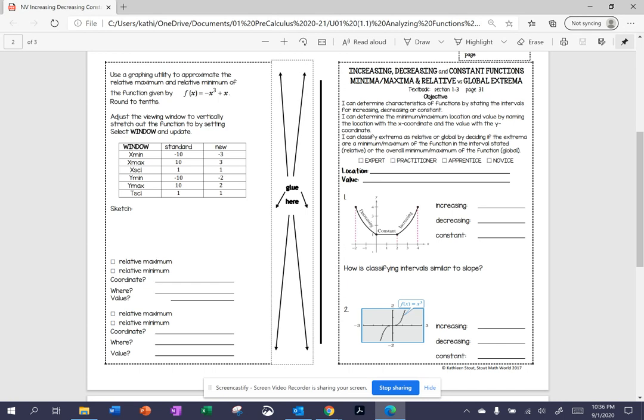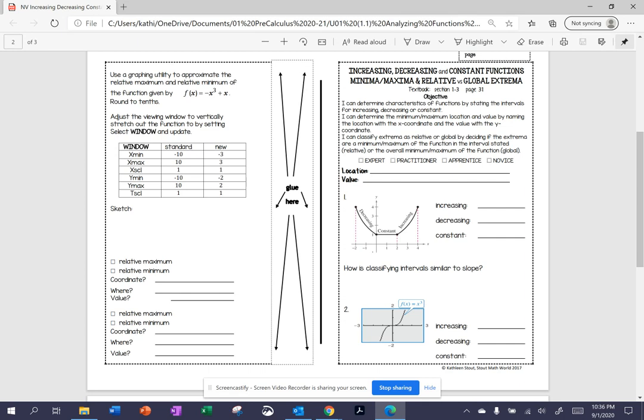I can determine the minimum, maximum location, and value by naming the location with the x-coordinate and the value with the y-coordinate. I can classify extrema as relative or global by deciding if the extrema are a minimum or maximum of the function in the interval stated, which is relative, or the overall minimum or maximum of the function, which is global.